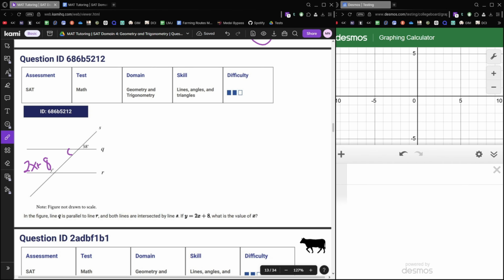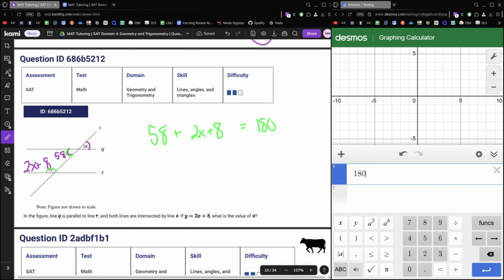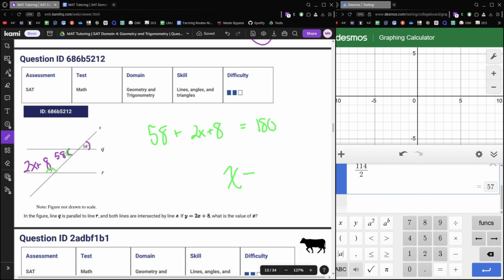So these two angles are a vertical pair because they're across from each other, and that means they have the same measure. So this is also 58 degrees. And then these two are on the same side, so they would add up to 180 degrees. So we would know that 58 plus 2x plus 8 is equal to 180. And now we just need to solve for x. Alright, that would just be 180 minus 58 minus 8. And then get that and divide it by 2. And we get that x would be 57 degrees. Well, I guess it's not degrees, it's just 57.